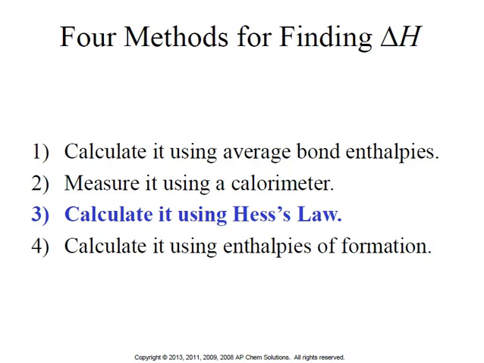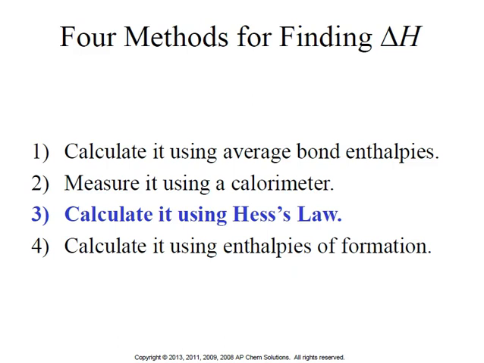Today we're going to look at how to find delta H, which we now know is enthalpy, using something called Hess's law. We already reviewed how to calculate delta H using what are called bond enthalpies. In that, we look at the bond energies of the bonds broken and the bonds that are then formed in the reaction.